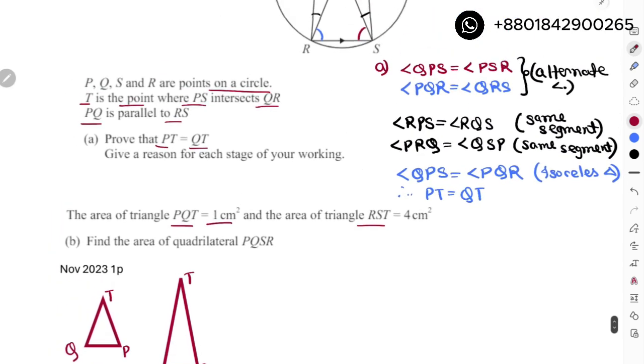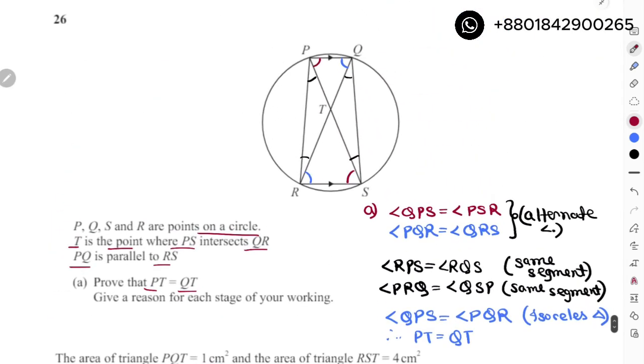Using this 1 is to 2 ratio, I can say that if this is x, this is x, this is 2x, this is 2x. So we have the magnitude as 2x and x, and using that we can also find out the value for this angle.